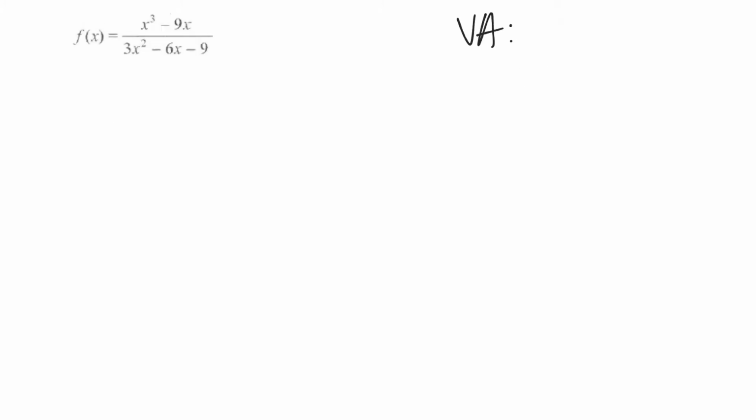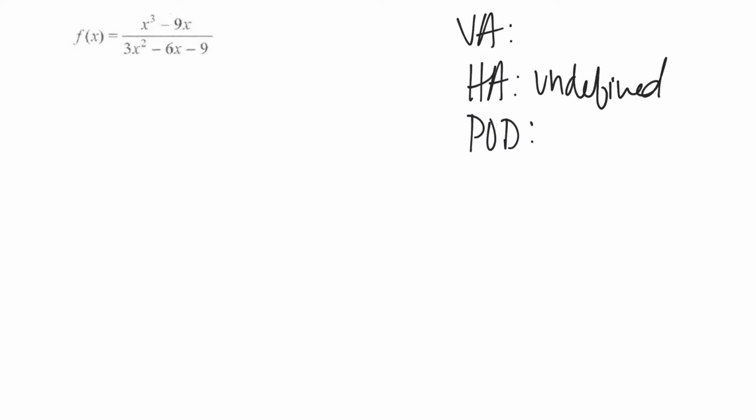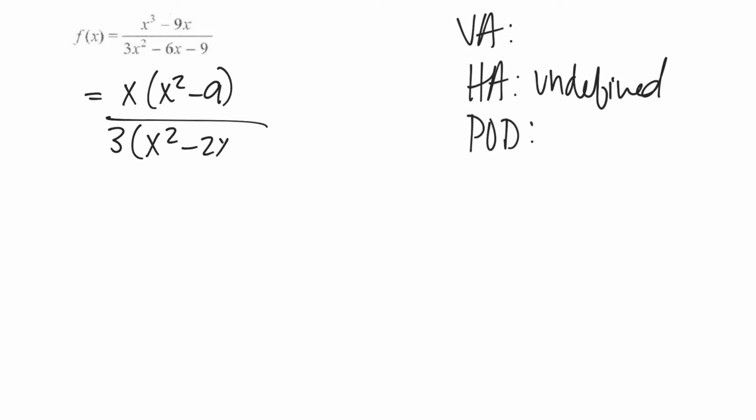Okay, so VA, HA, and POD. So I do have a chance for a POD, so I'm going to have to factor. But my HA is big over little, so this is going to be undefined. So I need to factor. So I'm going to factor out an x first. That gives me x squared minus 9. Factor out a 3. And then I need to factor again.